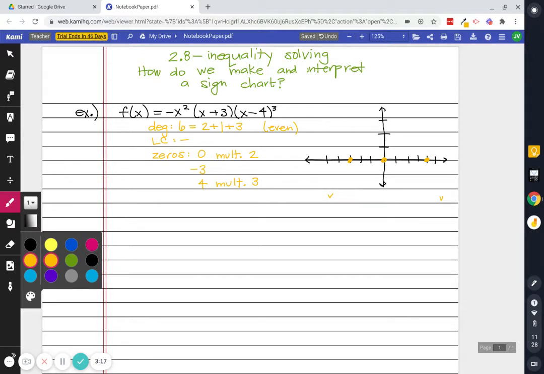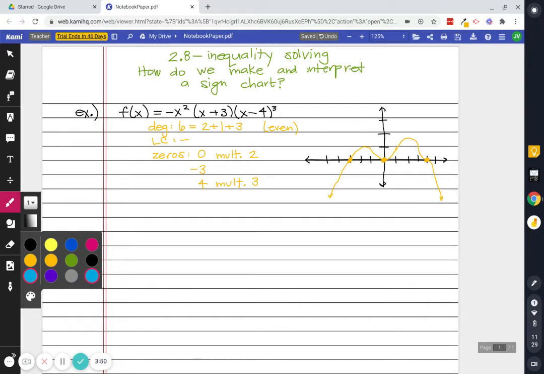The first zero as I work up to it is negative 3, and it has multiplicity 1. So I'm just going to pass straight through. Then I'm going to come down to 0, and I'm going to bounce at 0 because of the multiplicity 2. And then I'm going to come back down with a wiggle because of the multiplicity 3. So I'm not going to just pass smoothly straight through. I've got to kind of flatten out with a wiggle. My graph looks something like this. Is this a perfect graph? No. Is it a graph? Yes.